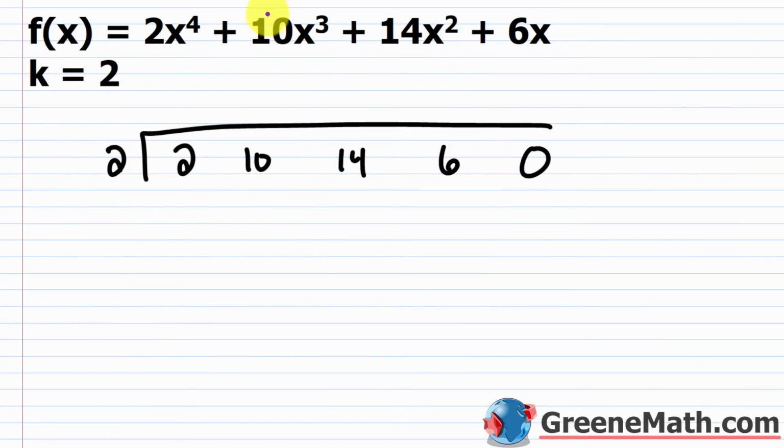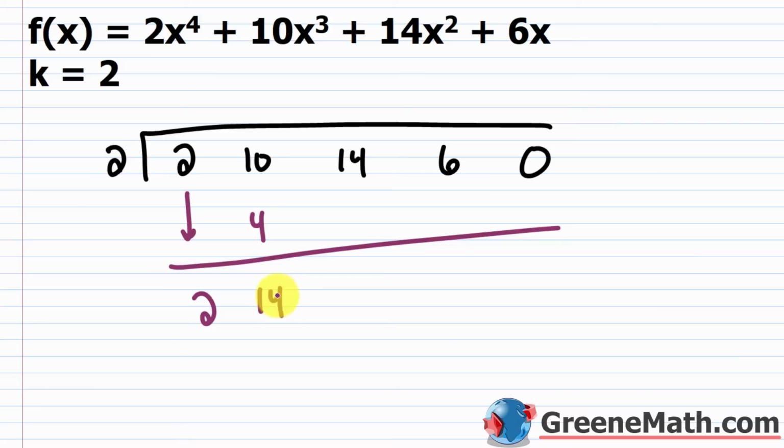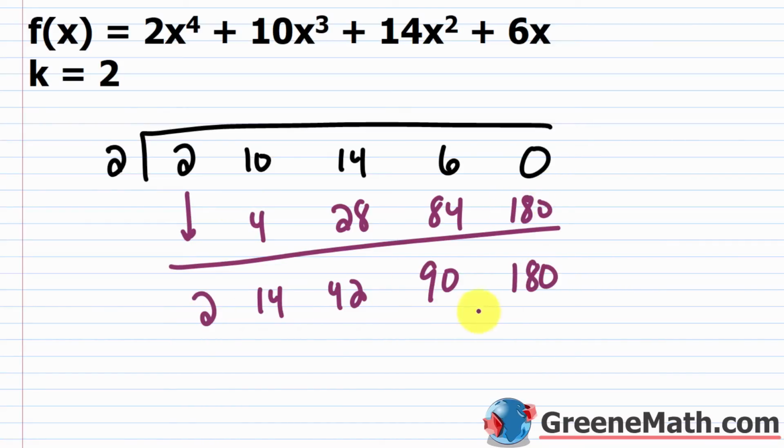So let's go ahead and drop this guy down right there and go 2 times 2, that's 4. 10 plus 4 is 14. 2 times 14 is 28. 14 plus 28, that is 42. 2 times 42 is 84. And then 6 plus 84 is 90. 2 times 90 is 180. 0 plus 180 is 180. Now, I don't care about any of this. I just want to look to see, is everything non-negative? So positive, positive, positive, positive, and positive. So we're good to go. So we can say that k, which here is 2, is an upper bound. So there will not be a real 0 that's greater than 2. So let me put that this is an upper bound.